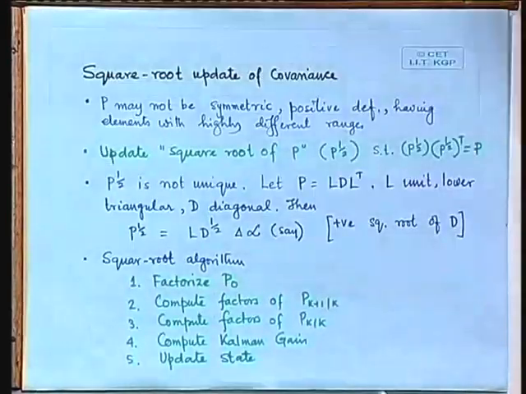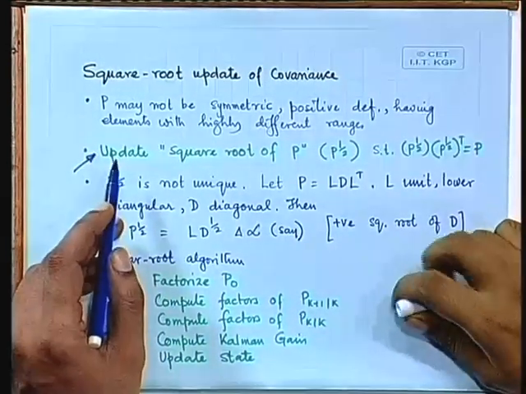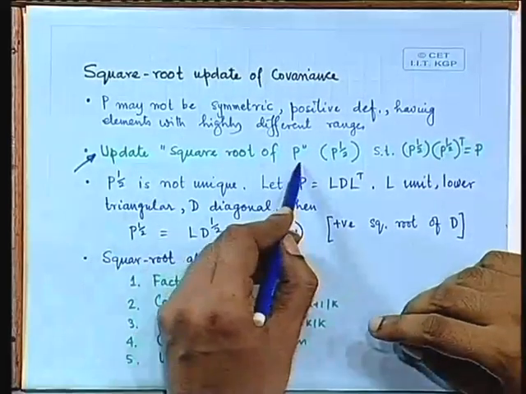So the whole idea is: in the Kalman filter we update P, but don't update P, rather update the square root of P.